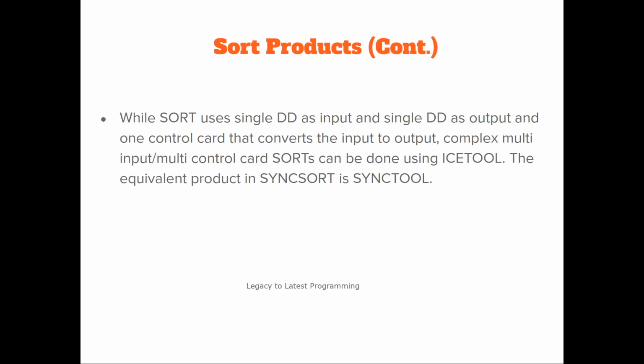ICETOOL is a utility which allows us to group multiple sort steps into a single step. It is a very useful tool when you need to sort more files across different criteria. In that scenario, ICETOOL can drastically reduce the number of steps in your job. We shall see about ICETOOL in more detail in the upcoming videos.